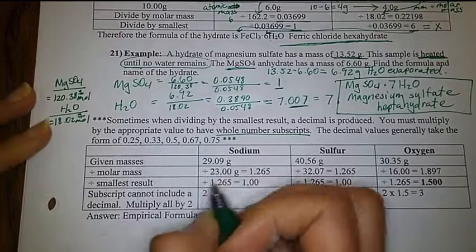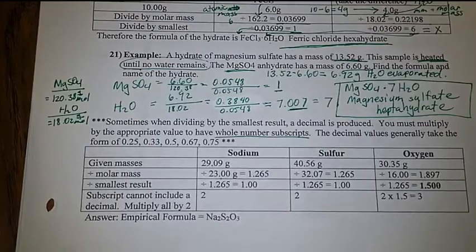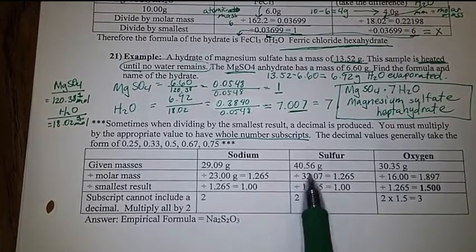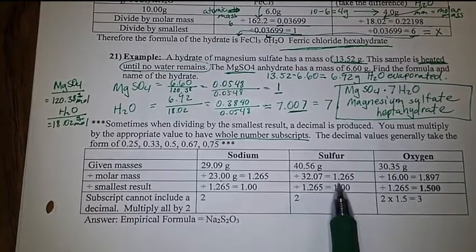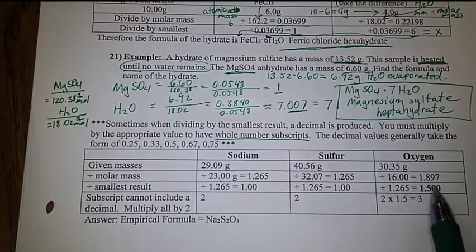So now we're going to divide by the molar mass of each of the substances. I know it's 22.99 on your periodic table, but I'm going to go ahead and round it up this time and just say it's 23. The sulfur, on the other hand, we're going to say it's about 32.07, and oxygen is about 16. So we're going to take this 29.09 divided by 23 to give me 1.265, 40.56 divided by 32.07 to give me 1.265, and then 30.35 divided by 16 to give me 1.897.